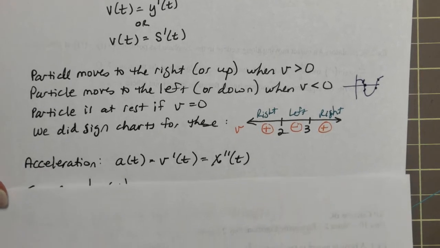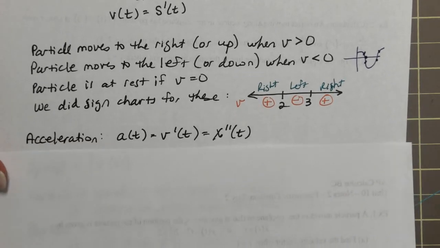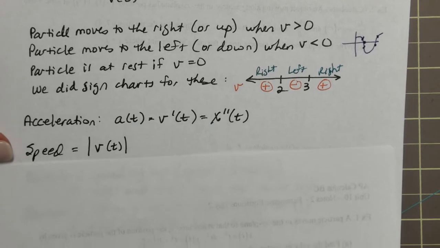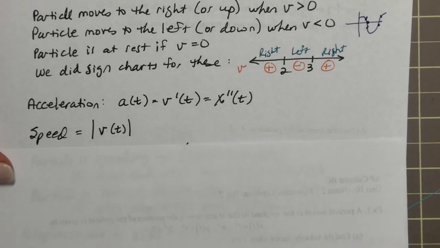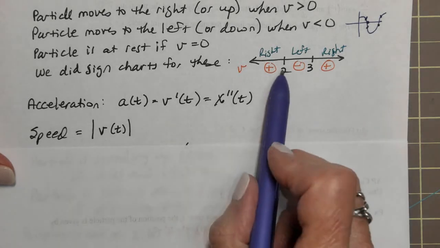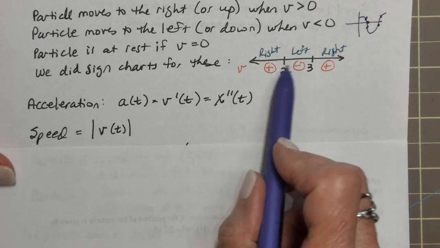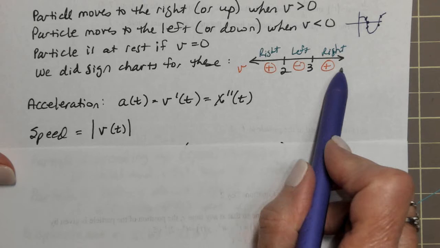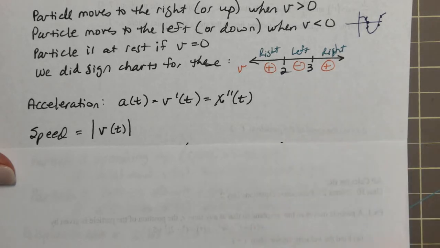We also had acceleration. Acceleration is the first derivative of velocity, which is the second derivative of our position function. And we did things with that. Speed is the absolute value of velocity. Speed is not velocity. Speed can never be negative. So if we were doing a sign chart for speed, we would only have pluses in here. We might have some zeros, but we would only have positives on the sign chart.